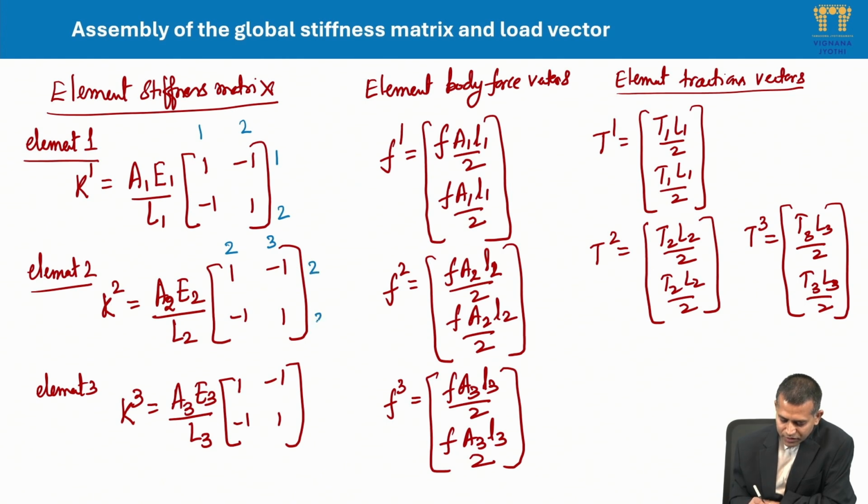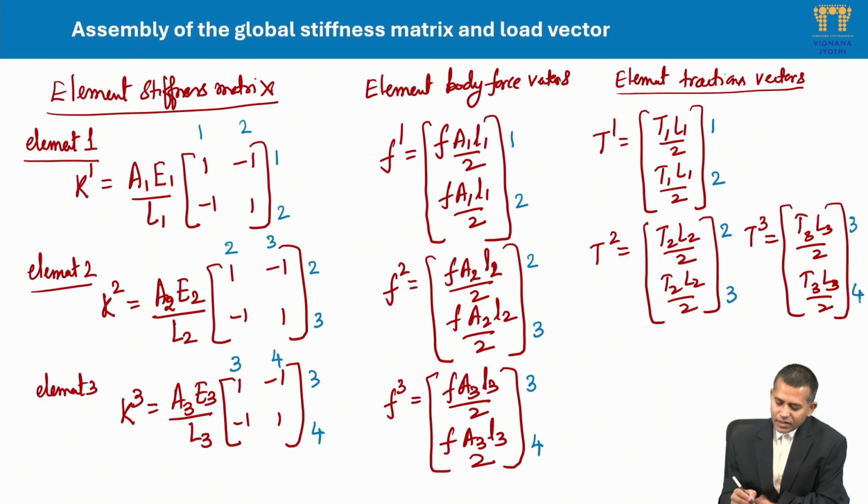So this means this is 2 and 3. Similarly, for element 3 we have 3 and 4. And if you see body force, it is on node 1 and node 2 for the first element, node 2 and node 3 for the second element, and node 3 and node 4 for the third element. Tractions are the same way: in element 1 node 1 and node 2, element 2 node 2 and node 3, and element 3 node 3 and node 4.